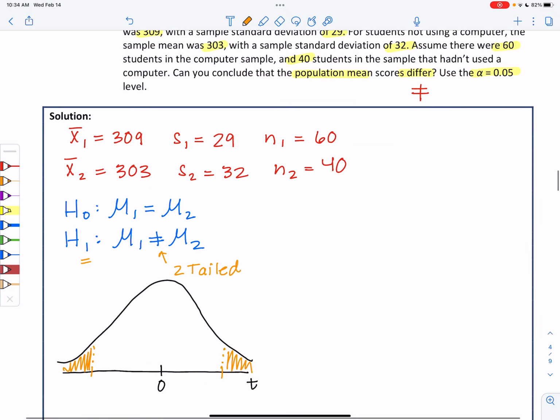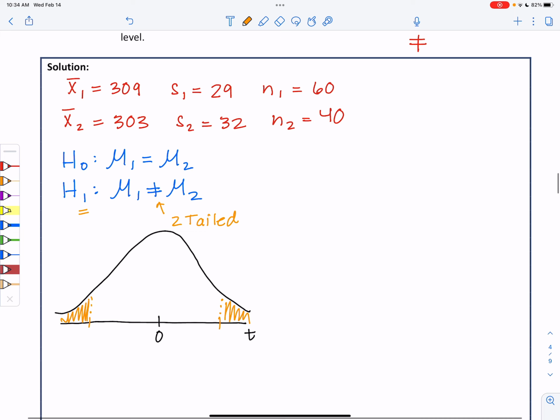So since that is what we have here, we're going to take our level of significance, 0.05. We're going to divide that by 2, and we're going to use an area of 0.025. Degrees of freedom, we're going to take the smaller sample size of 40 and subtract 1.